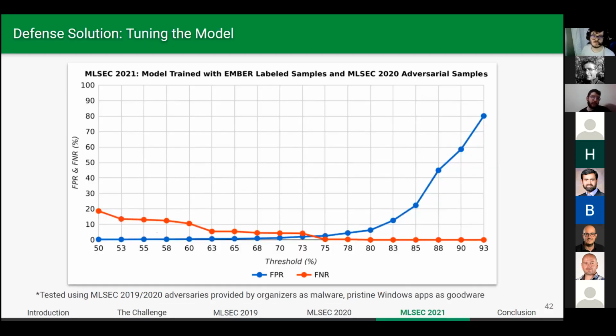Now when we use the MLSEC 2020 adversarial samples with EMBER, we notice that the false positive rate and the false negative rate were more balanced, with just an increase of the false positive rate the more we increase the threshold. So we see here that it is a little bit better than the other models we trained. So for this challenge, we chose a 75% threshold.